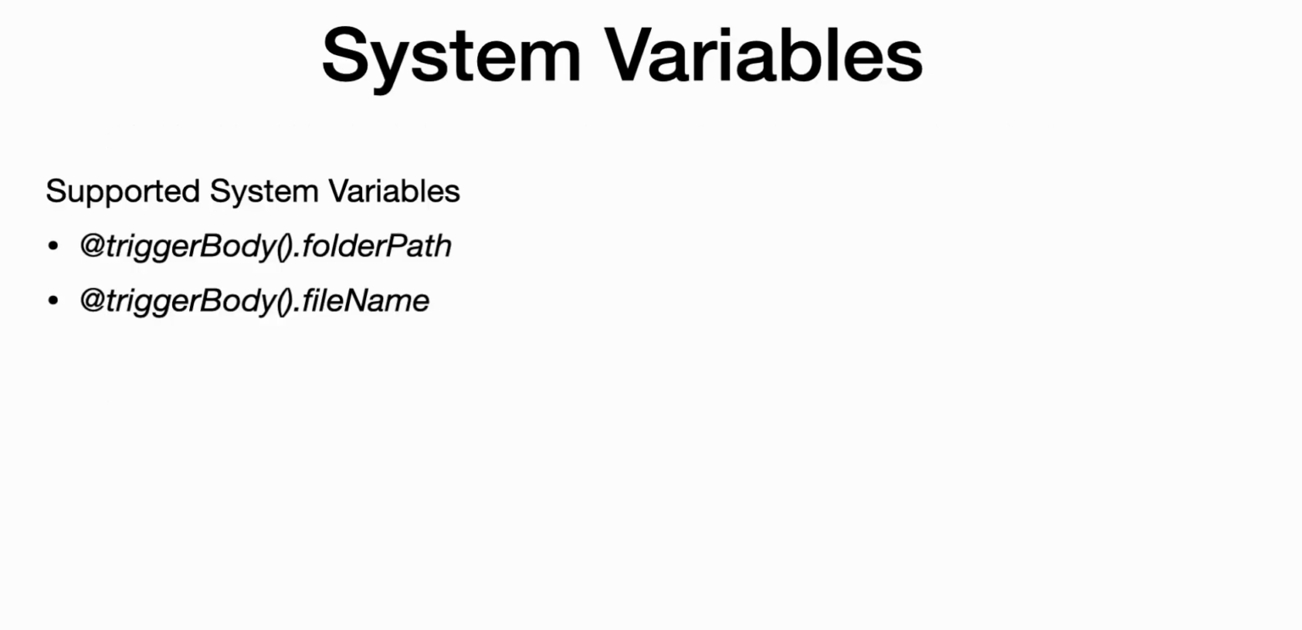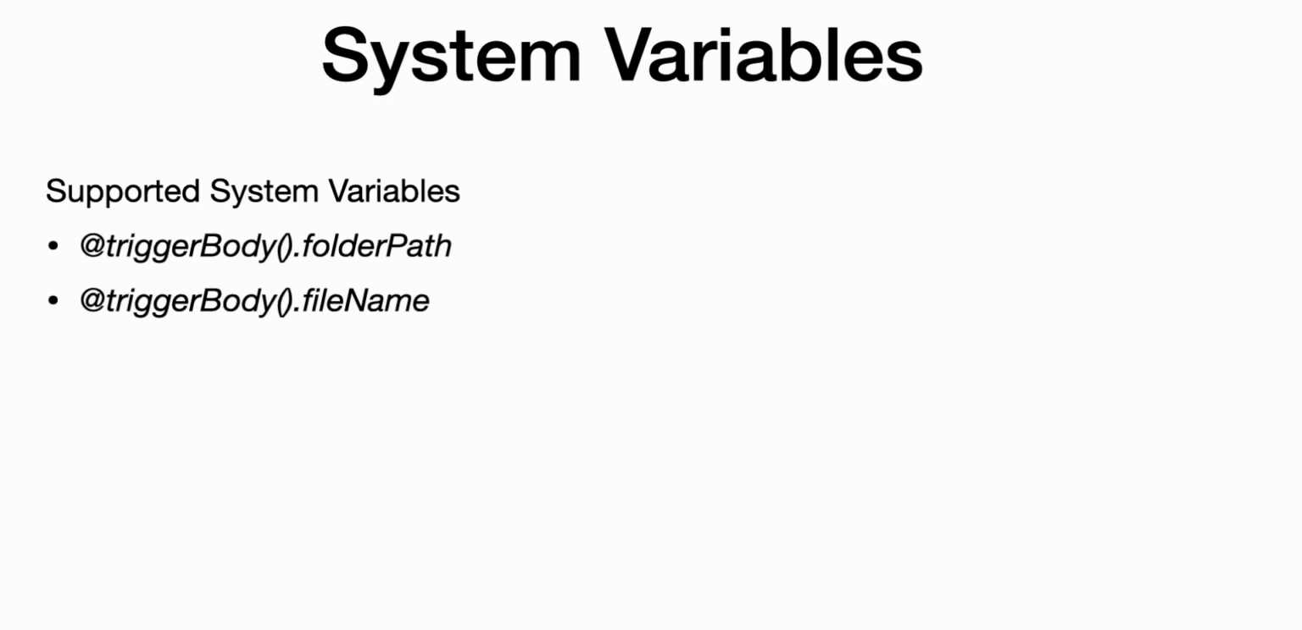Let's look at the system variables that it has to offer. There are two system variables. The first one is folder path and the other one is file name, where the folder path is used for getting the exact details of where the data resides, in which folder basically the data resides. And obviously you can also get the exact file name. What this means is that for every file received, there will be an event registered in the event grid. For every event, you can execute a Data Factory pipeline.